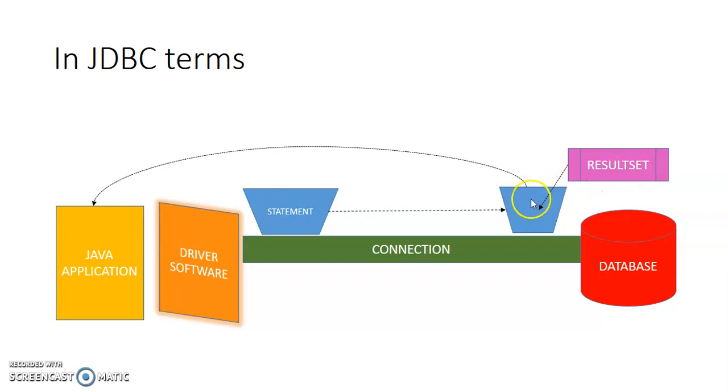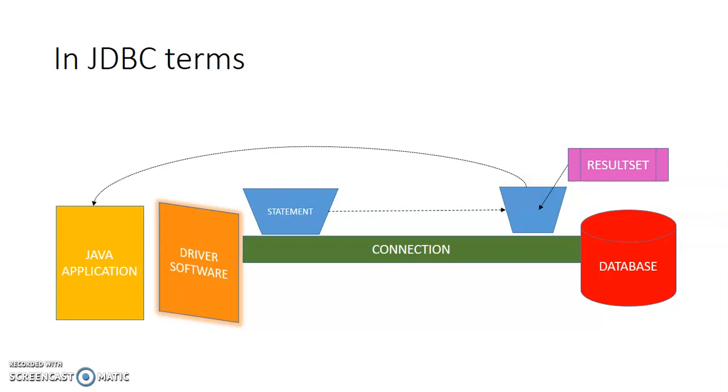Now the output will be carried back to the Java application. We can process the output. So I hope you have understood how the JDBC API works. What are the different objects?